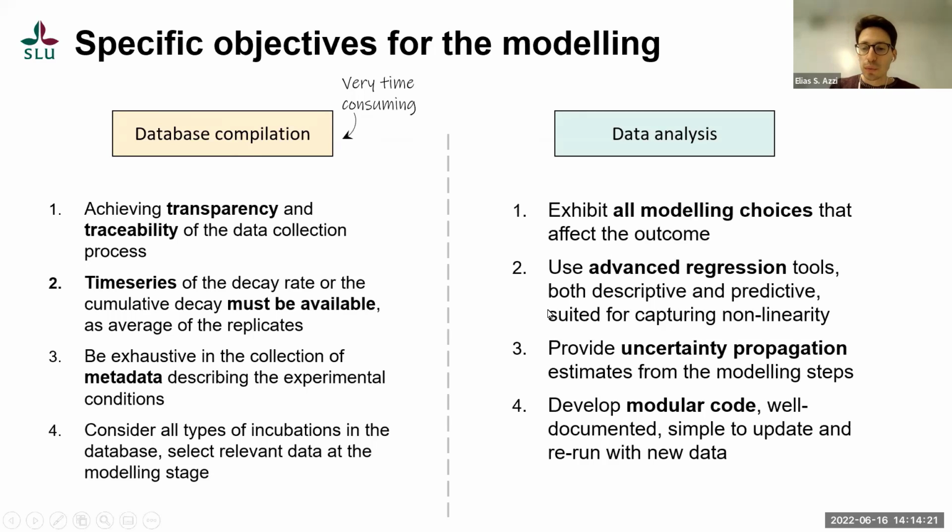We want to also use more advanced tools than what has been done so far, both descriptive and predictive analysis, and using models that are able to capture non-linearity. That's one important area of progress we can make. We also want to be better at trying to quantify uncertainties through propagation in the equations we are using.